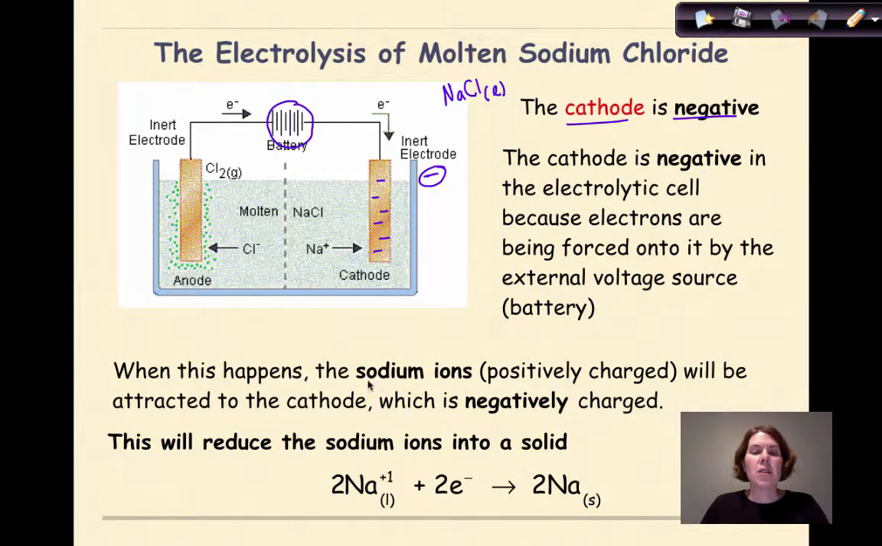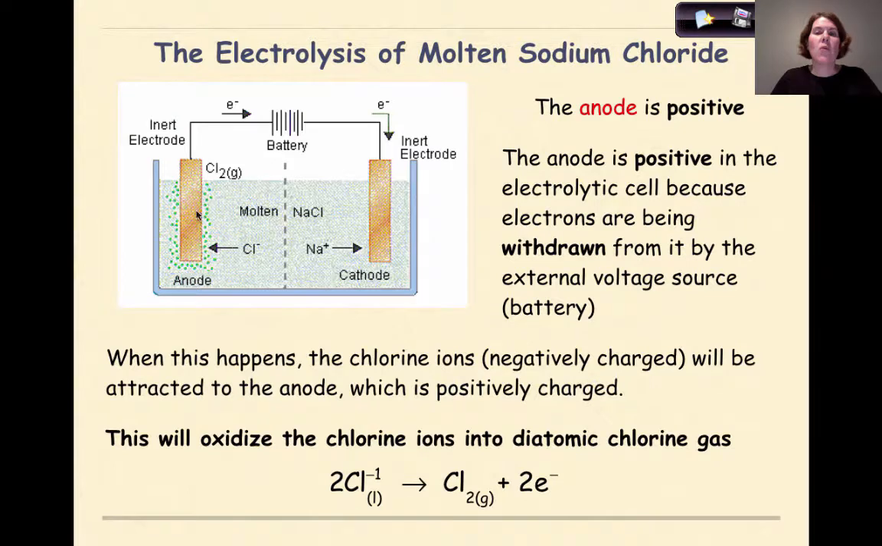When this happens, the sodium ions, which we know are positively charged, will be attracted to the cathode, which is negatively charged. That makes sense. So when these sodium ions, and we can see them right here, come over to the cathode, they're going to pick up electrons and be reduced. They're going to be reduced into a solid, and we can see it in this half reaction right here. Here are my sodium ions. They're going to gain electrons and be reduced into solid sodium metal. So we'll give it a 0.